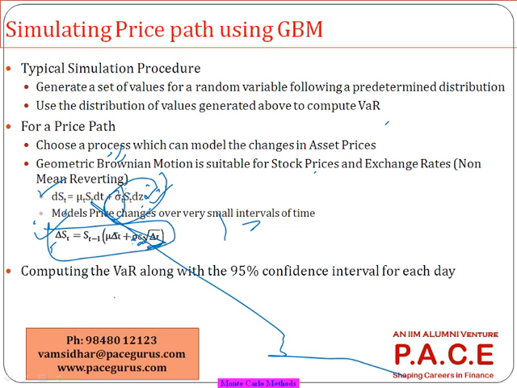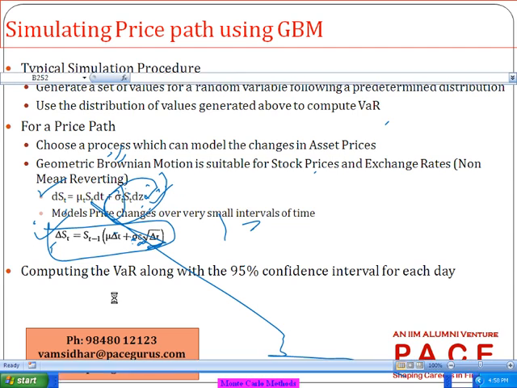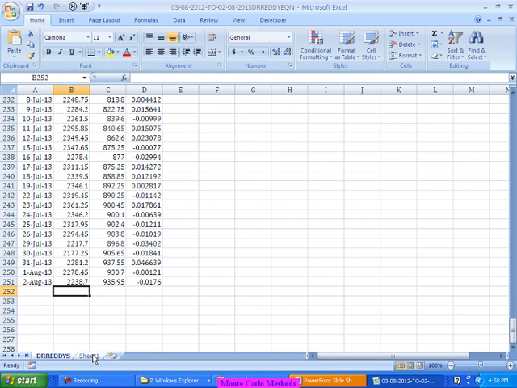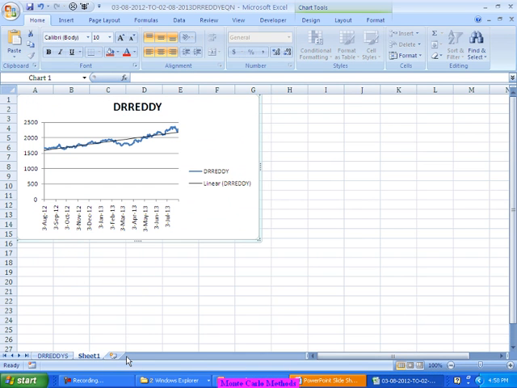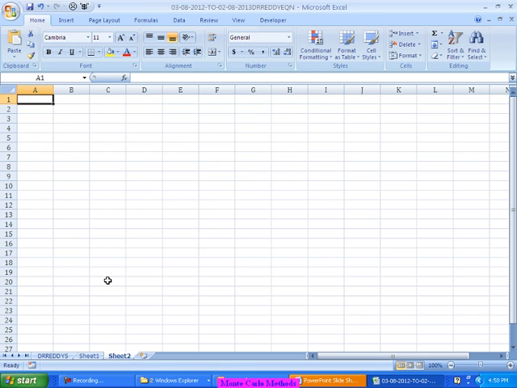Now this epsilon is a random number between 0 and 1. What I will do is simply generate some random number between 0 and 1.